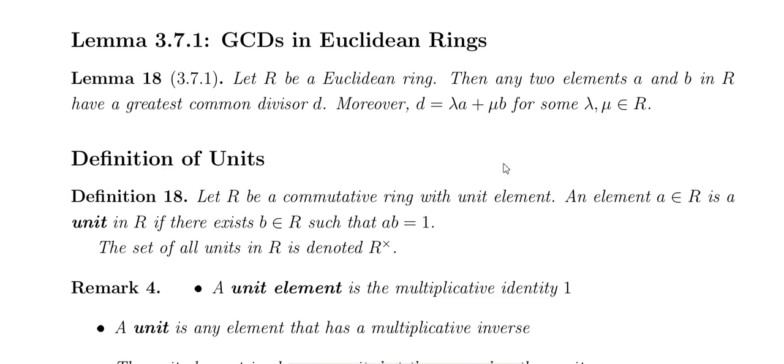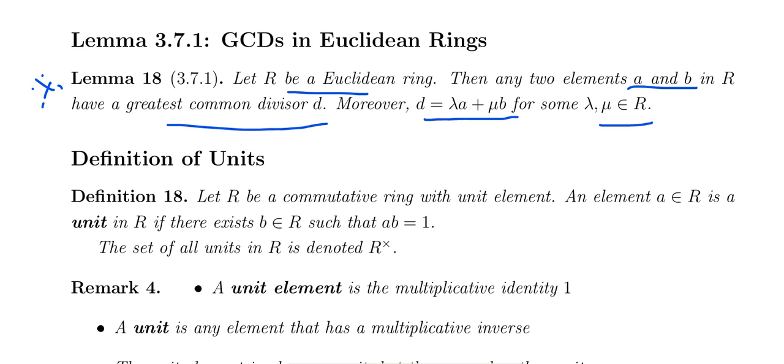And GCD in the Euclidean ring: let R be a Euclidean ring, any two elements A and B in R have the greatest common divisor D, then D is expressed as lambda A plus mu B for some lambda, mu belonging to R. This is a very important one. And for R Euclidean.